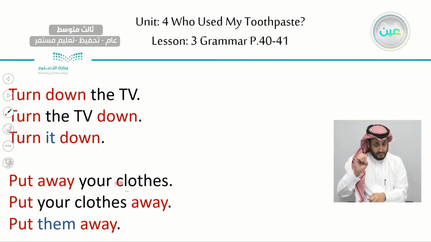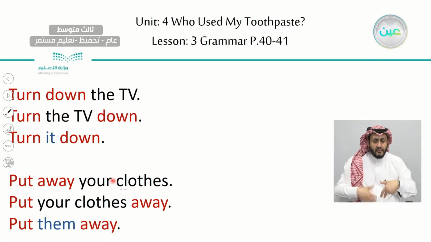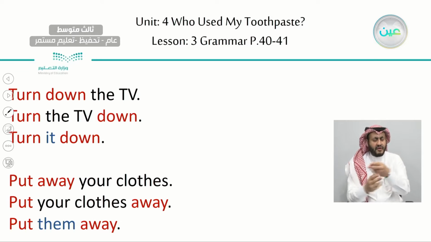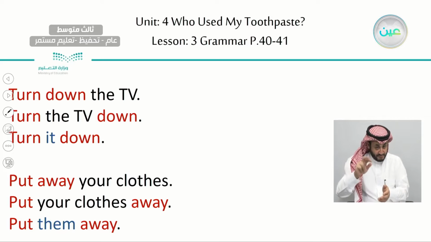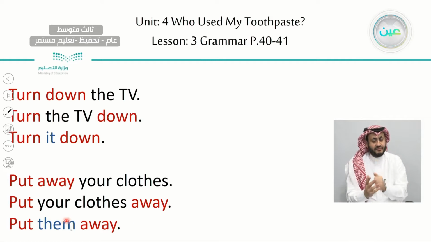Put away your clothes. Your clothes is the object of the sentence. Put is the verb, away is the particle. It can be at the end of the sentence, and it can be between the two words. Put your clothes away. Here, in the last statement, we have a pronoun. So we can't put it here at the end. We only put it in the middle. Put them away. Okay, hopefully these examples make everything easier.